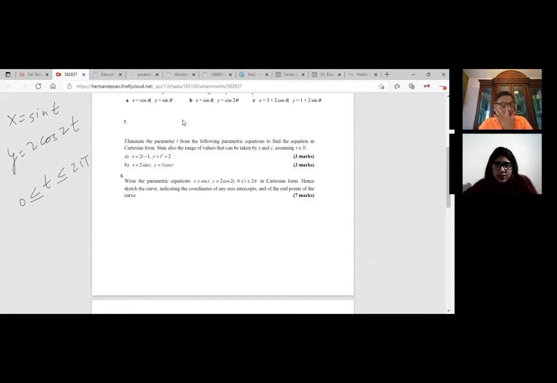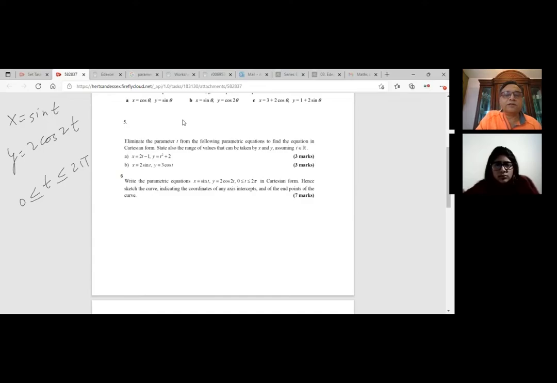Perfect. So now you have a domain and a range in this particular equation. You're given a restricted domain where t is only between 0 and 2 pi, correct? Now, if you look into this equation, x is equal to sine t and y is 2 cos t. You get the idea?